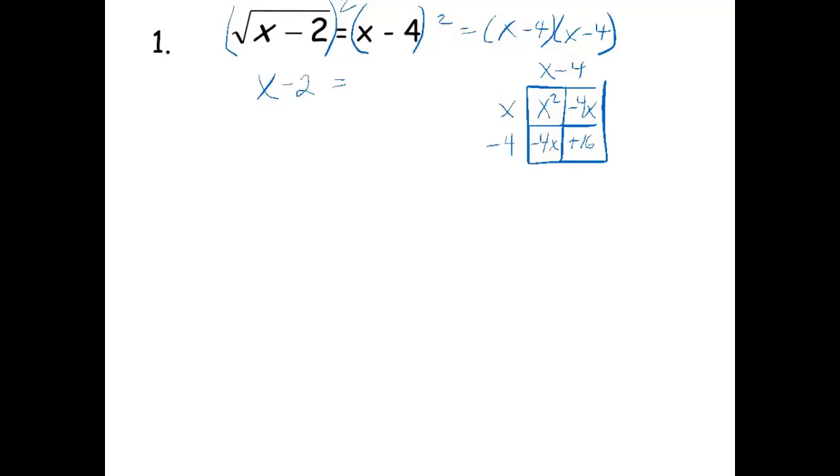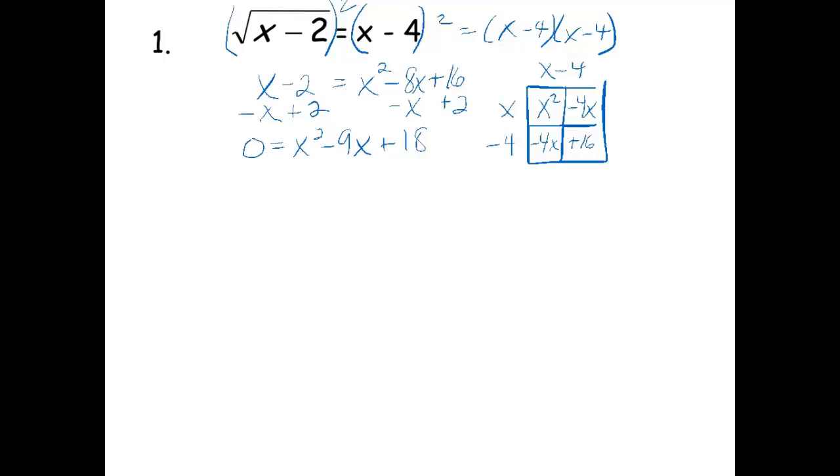So I'm just going to combine my like terms. So look at the right side of our equation. We have x squared minus 8x plus 16. Notice this is a quadratic equation. I'm going to set it equal to 0. So I'll minus x on both sides and add 2 to both sides. That would leave us with 0 equals x squared minus 9x plus 18. There's a few different ways that you could solve quadratics. If it's factorable, I think that's the easiest way to go. So I'm going to check and see if this one's factorable.